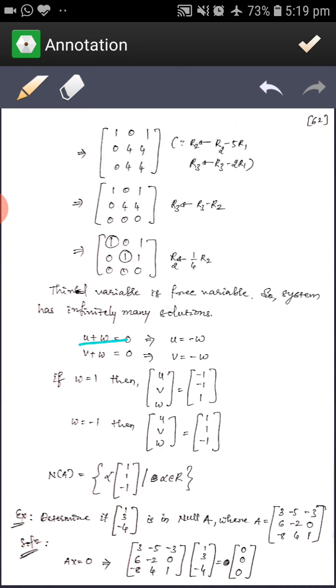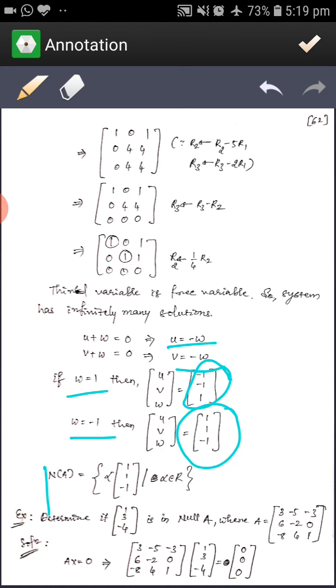Now if you write the equations, we are taking the vector as u, v, w, as we have seen earlier. The expressions from the row reduced form are u plus w is equal to 0 and v plus w is equal to 0. So u is equal to minus w and v is equal to minus w. As the third variable is a free variable, we can assume w is equal to 1. If we assume w is equal to 1, the vector is like this. If the w value is minus 1, the vector is like this.